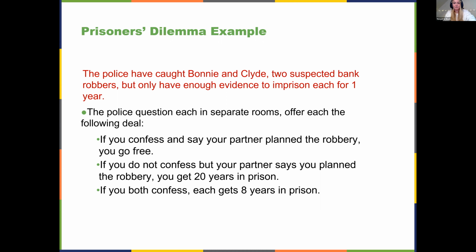So let's go through this example together and we can see how this example plays out using some of the tools in game theory. So the police have caught Bonnie and Clyde, two suspected bank robbers, but the cops only have enough evidence to imprison each for 1 year. So the police catch these two bank robbers, but they don't really have enough evidence as of now to send both of them to prison for a long time.